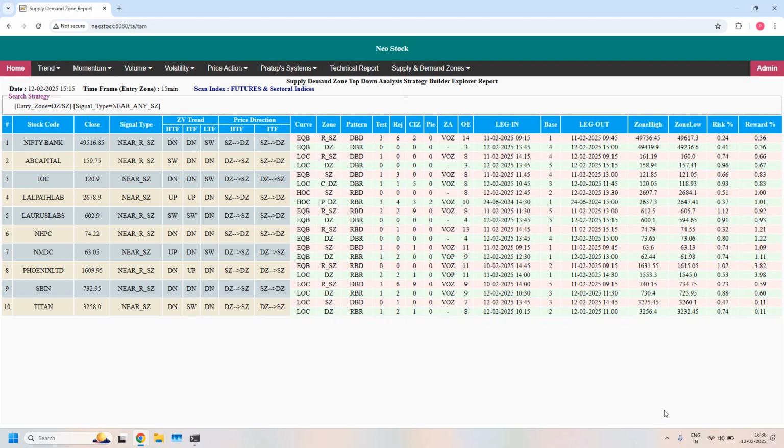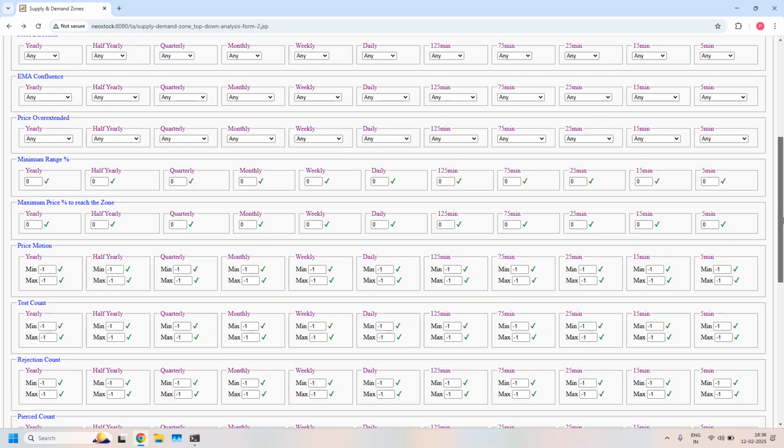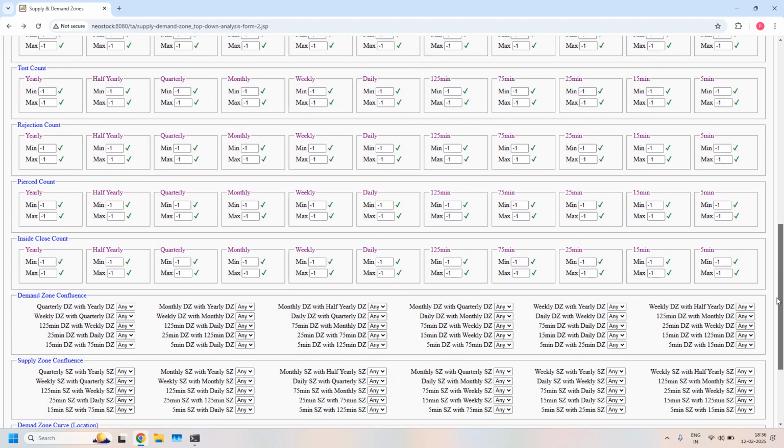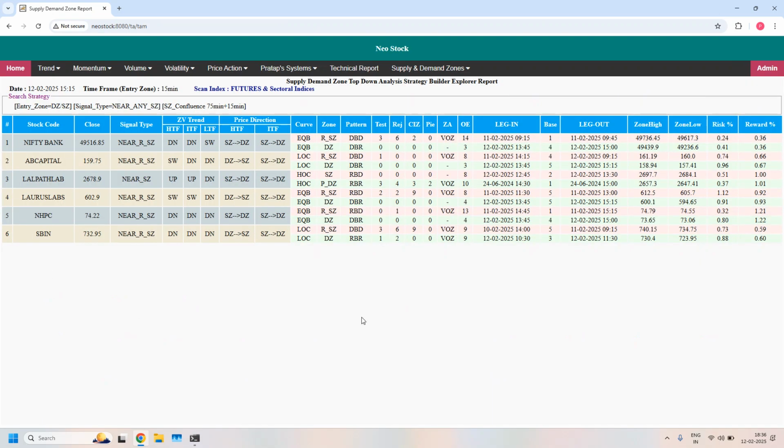Out of these 10, how many 15 minute supply zones are having ITF confluence? Let us identify. That is 15 minute supply zone with 75 minute supply zone confluence. I am enabling the filter. With this filter, the list has come down to 6 stocks. So these 6 15 minute supply zones are overlapped with 75 minute supply zone. That means 15 minute supply zone is part of the 75 minute supply zone. So this is about 15 minutes time frame.